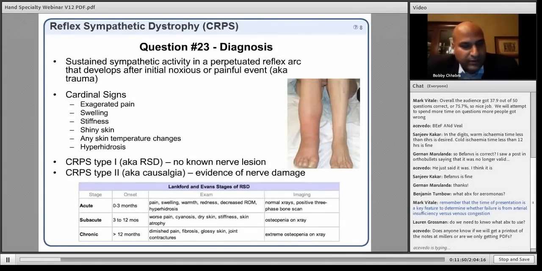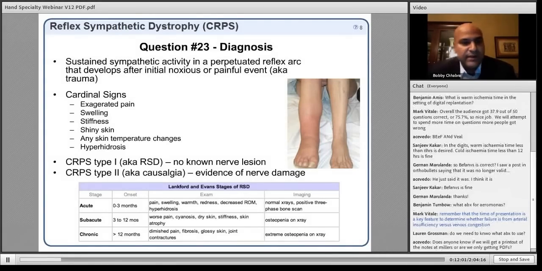Now remember what complex regional pain syndrome is. It's sympathetic activity after an initial trauma or painful event. The most common signs are exaggerated pain, swelling, stiffness, shiny skin, any skin temperature changes, and excessive sweating or hyperhidrosis. There are two types you should be familiar with. Type 1, also known in the old nomenclature as RSD, is when there's no known nerve lesion. And type 2, which is causalgia, is caused by an injury to a nerve. There's also a staging of RSD: acute, subacute, and chronic stages.